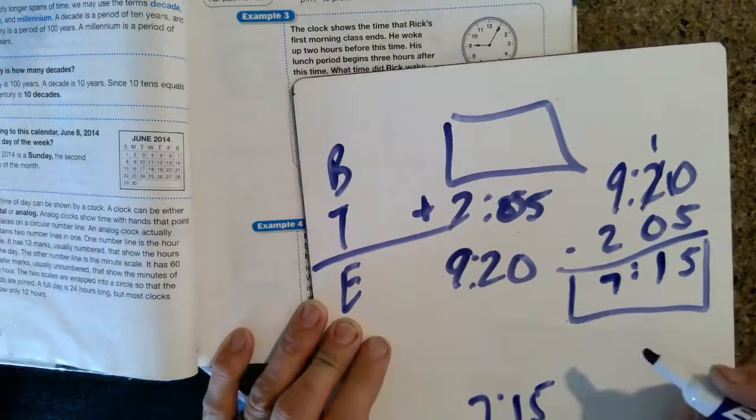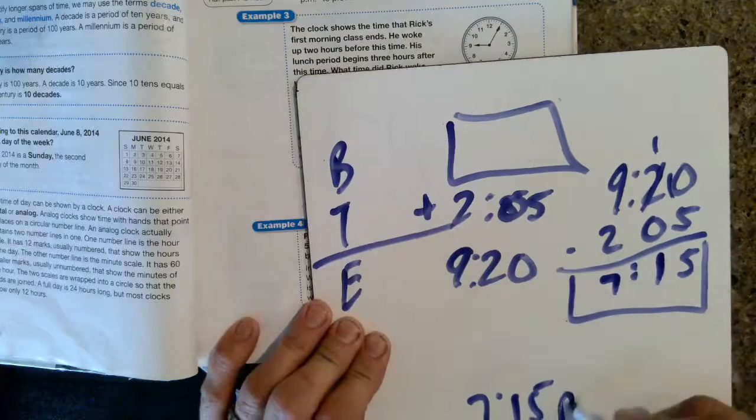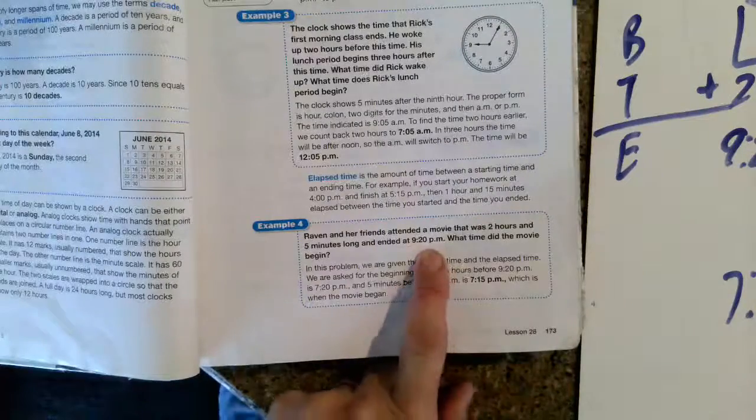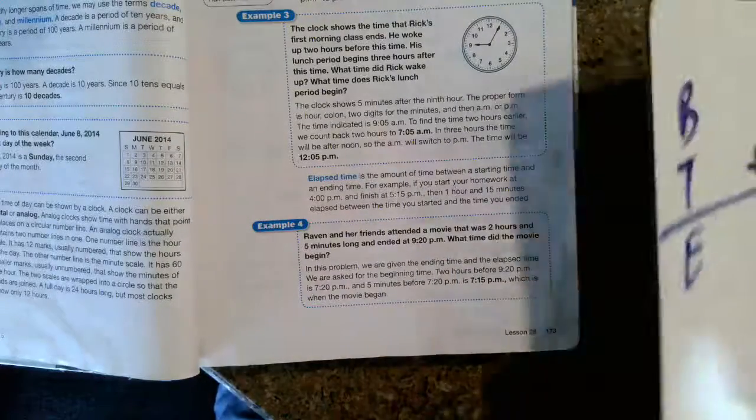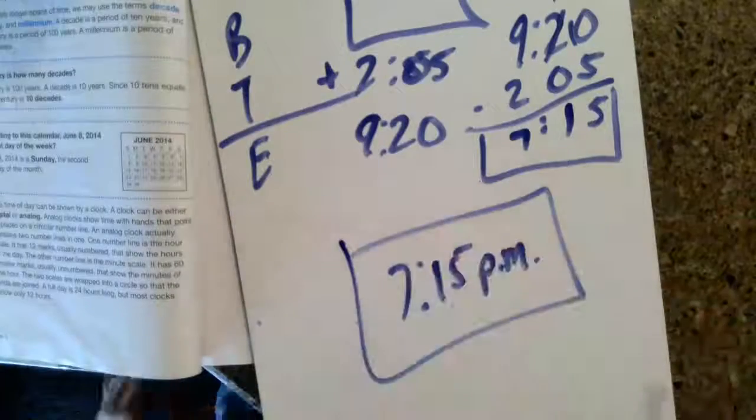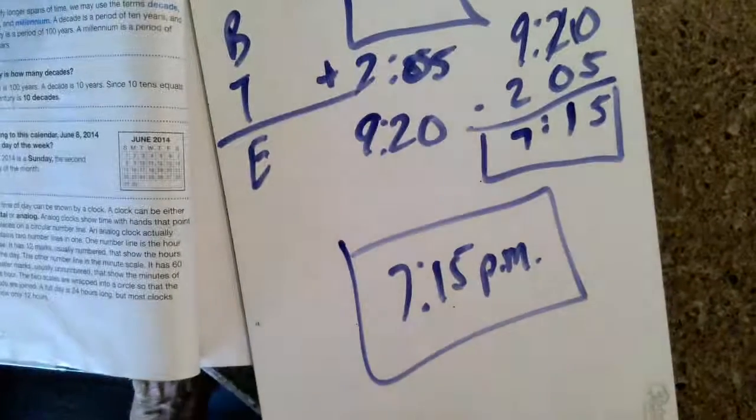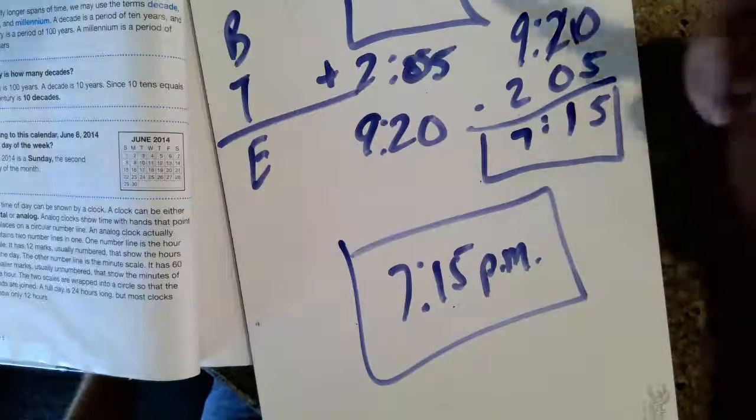Now, do you go to a movie at 7:15 in the morning? Not usually. So this would be PM. And I gave you a good indication of that when they said it finished at 9:20. So the start time of our movie was 7:15 p.m. Now, once in a while, guys, you're going to have to borrow an hour. And we'll get to that in a future lesson.